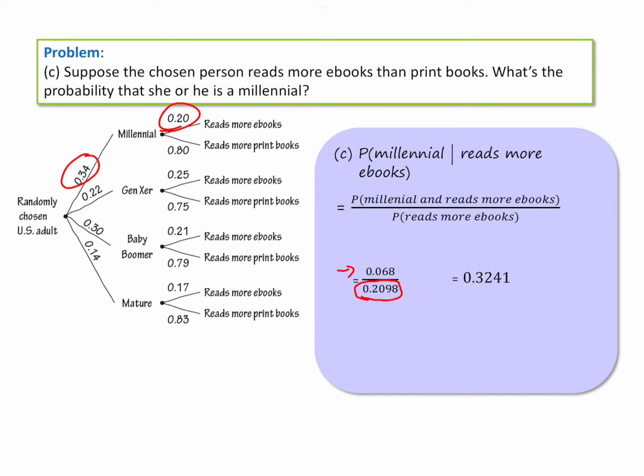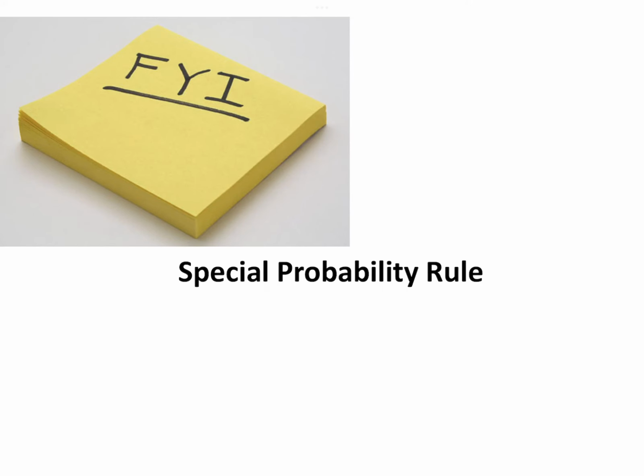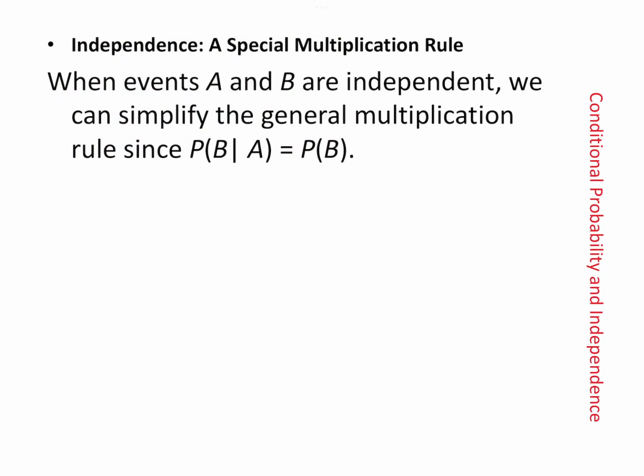So we're going to use the formulas we used at the beginning along with reading our tree diagram to get some information. We're going to do some more tree diagram examples in class next time. So if you're a little bit confused, hopefully that will help you out a little bit. The last thing we need to look at, though, is a special probability rule.